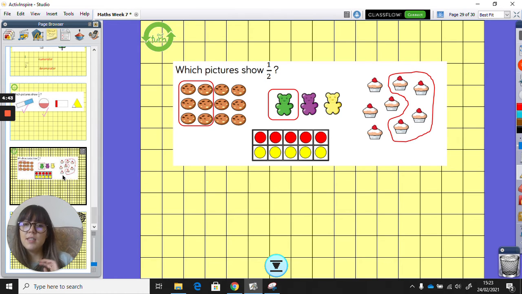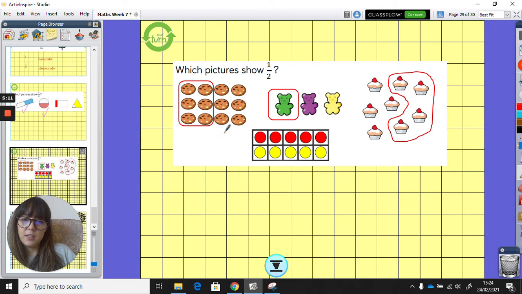Right, now it's a similar thing, but it's not just showing shapes this time, it's showing amounts. Which pictures show a half? You can write down on your piece of paper, you can write down like, say, gummy bears, or the circles, if you don't want to draw it. Pause the video here, have a go, and then we're going to go through the answers. So you should have paused the video. I'm going to talk you through the answers one by one.